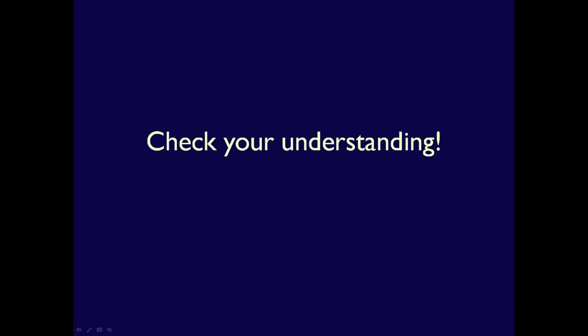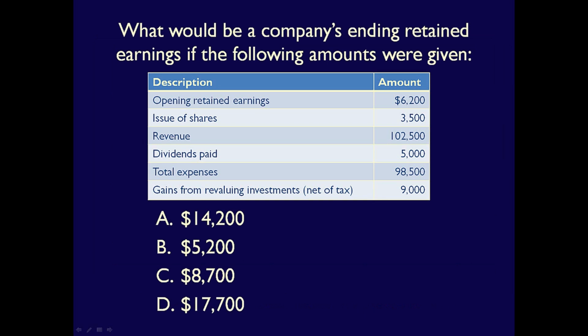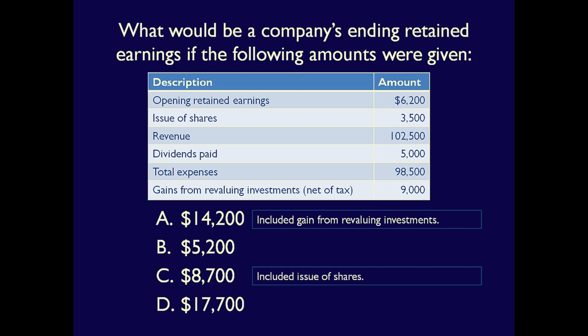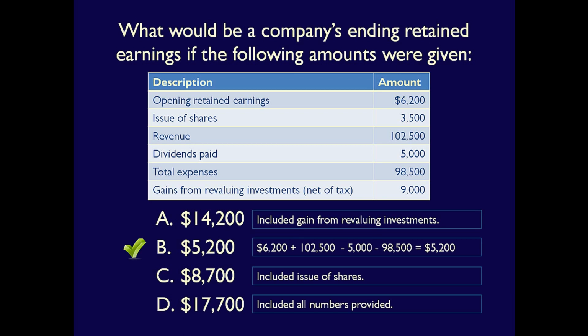Pause the video to answer the check your understanding question. What would be the company's ending retained earnings given the amounts provided? A is incorrect because it includes the gain from revaluing investments, and this item belongs only in the accumulated other comprehensive income column. C is incorrect because it includes the issue of shares, which belongs only in the share capital column. D is incorrect because it includes all the numbers given. B is the correct answer because it includes only the opening retained earnings plus the revenue, less the dividends paid, and less the expenses.